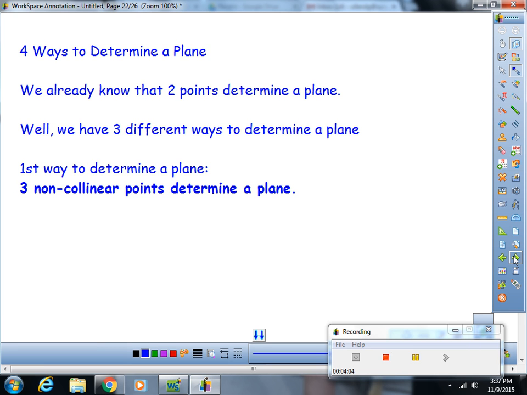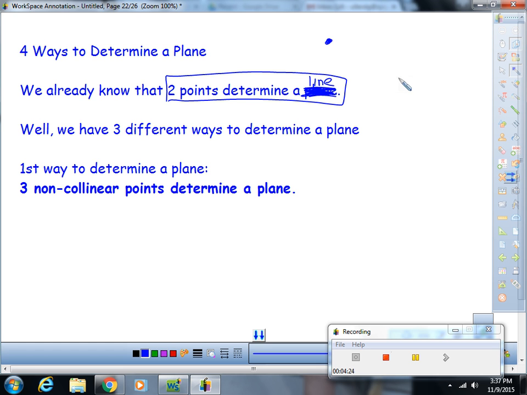Okay, so we have 4 ways to determine a plane. What does that mean, determine a plane? Well, you've been saying for a month at least that two points determine a line. That means if I have any 2 points, remember I made you put your fists up in class, and I said, could I draw a line between those 2 fists? And every 2 fists on Earth we could connect with a line. So we only had one way to determine a line, and now we will have 4 different ways to determine a plane.